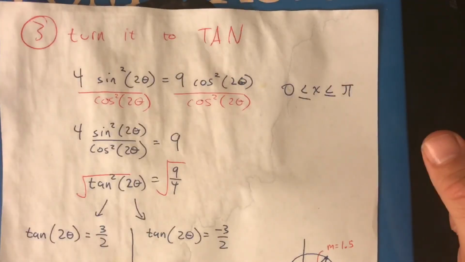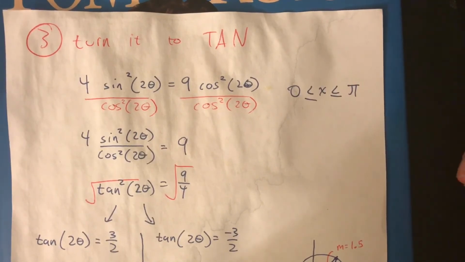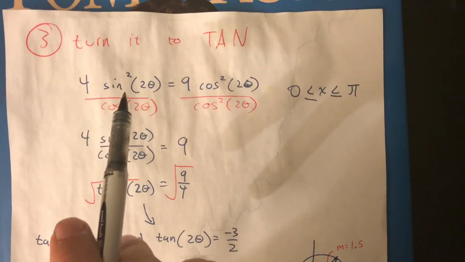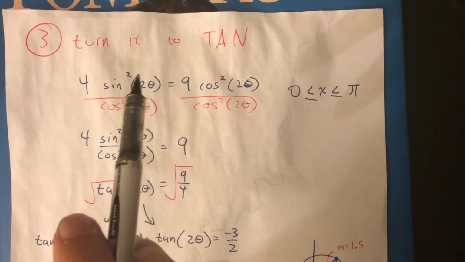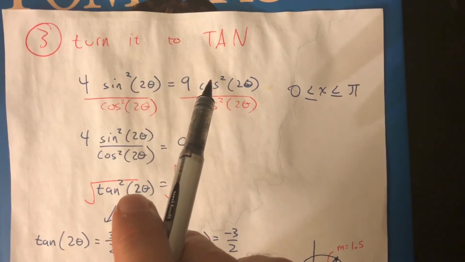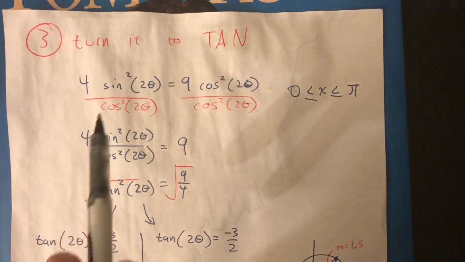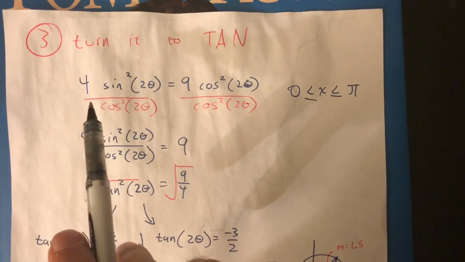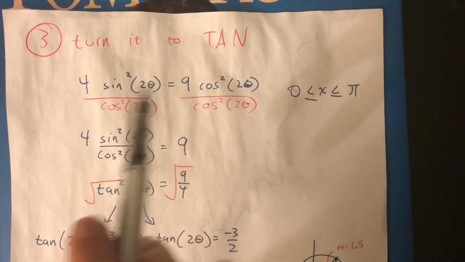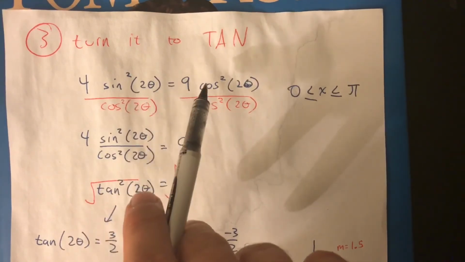Finally, our last strategy, turn this stuff into tangent. How do we do that? Okay, we have a problem. It's got sine squared and cos squared. If this just were sine squared and cos, I would try to make this like a quadratic. I would switch the sine squared for 1 minus cos squared, and then you'd have 1, cos squared, and cos, kind of like an A, B, and C for a quadratic. But it's not like that. It's sine squared and cos squared.